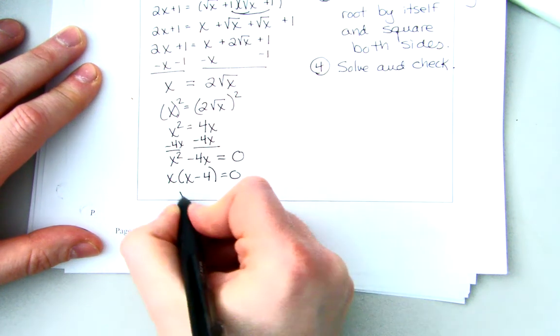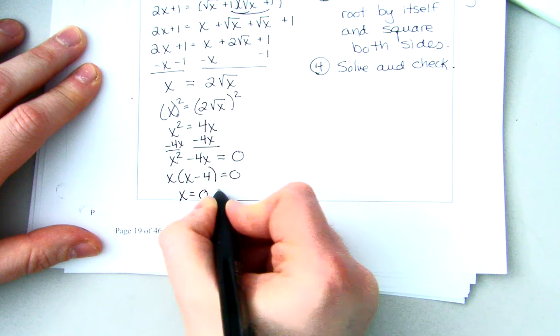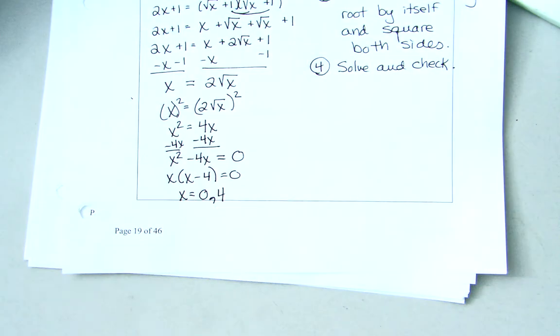So what are your two possibilities? 0 and 4. I'd like you to do the last step. Go back to the original before any squaring happened that had the 2 roots in it. Plug in your 0, plug in your 4. Let's see if they're both good.